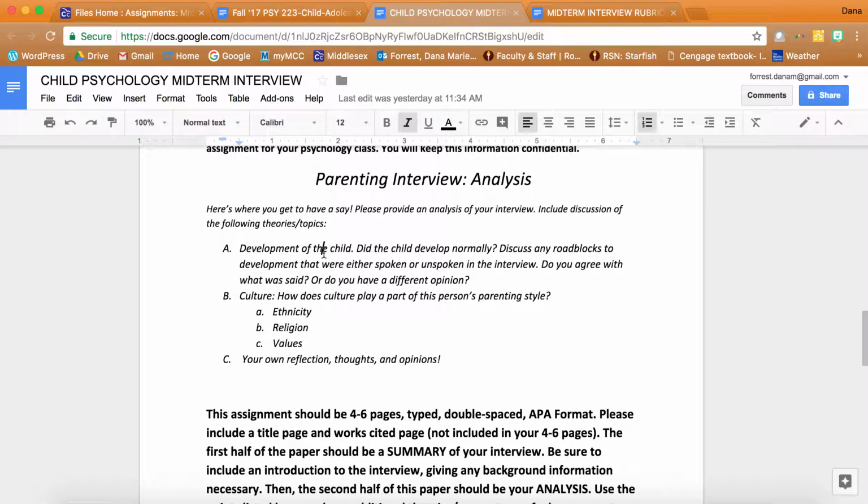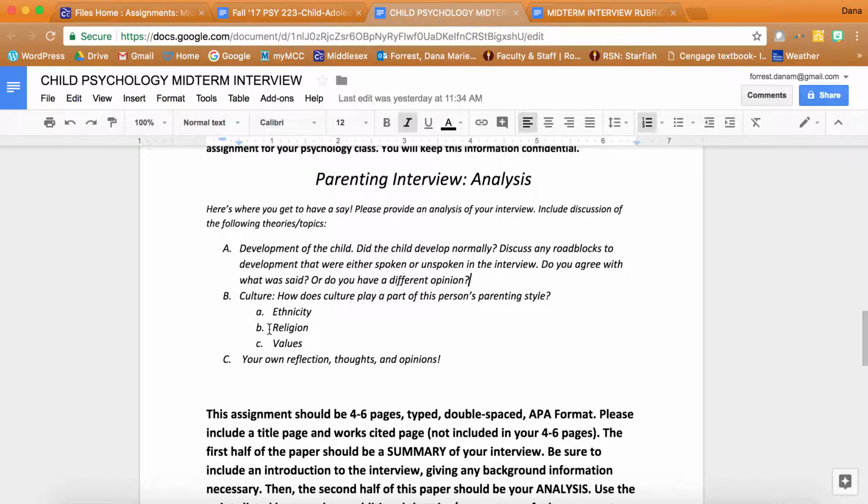The development of the child: did they develop normally? Did they have roadblocks? Sometimes people won't say it, but you'll know more information, so this is a place where you can put that information. And this is what you'll tell me: do you agree with what was said? Do you have a different opinion? Maybe you know this person in a different light, and you may have a different opinion on what they're stating.